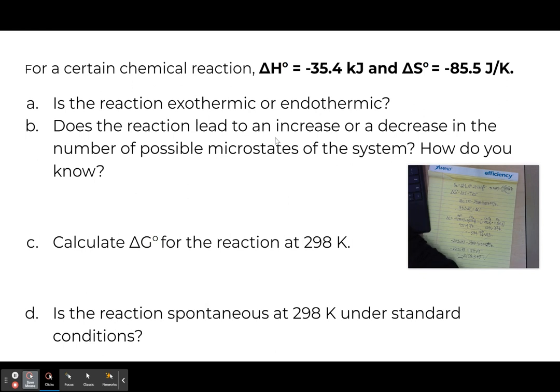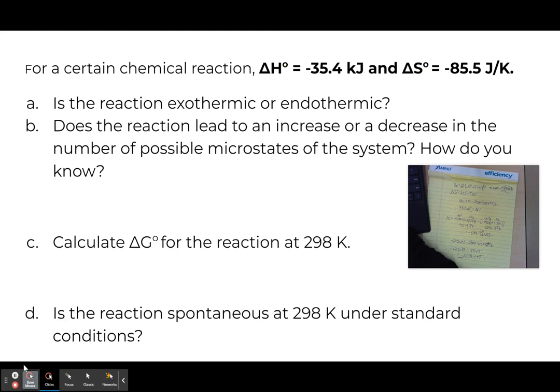Does the reaction lead to an increase or a decrease in the number of possible microstates of the system? So look at the entropy. What's happening to it? Looks like a decrease, right? That negative sign means that we are decreasing the entropy. We're decreasing the possible number of microstates. That is getting reduced.